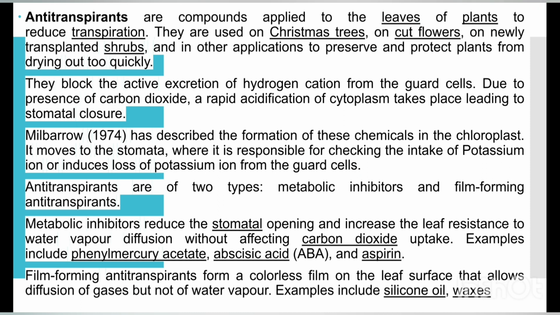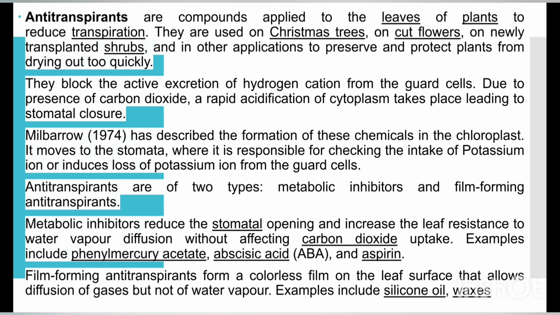Then what are antitranspirants? These are substances which help to check the process of transpiration. Sometimes they are used on Christmas trees, cut flowers, and newly transplanted shrubs, because they help to keep the plant fresh for a long time. They block the active excretion of hydrogen cation from the guard cell. Due to the presence of carbon dioxide, rapid acidification of the cytoplasm takes place, leading to closure of the stomata. Milborrow first described the formation of these chemicals in the chloroplast. It moves to the stomata, where it is responsible for checking the intake of potassium ion, or induces loss of potassium ion from the guard cell.